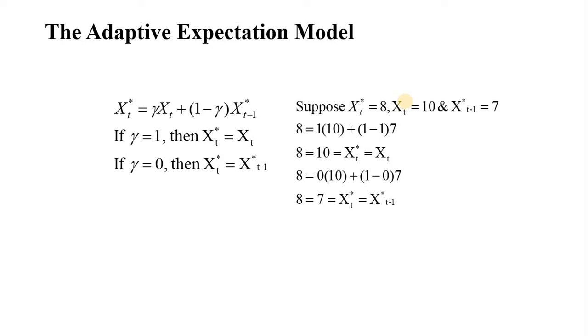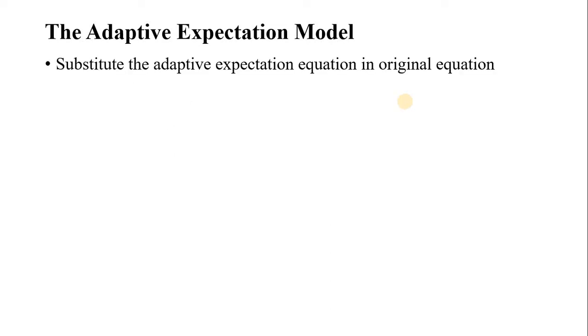Okay, and if you give 0 for gamma, then what will happen? X star t will be equal to x star t minus 1. Expected interest rate will be equal to the previous expected interest rate.